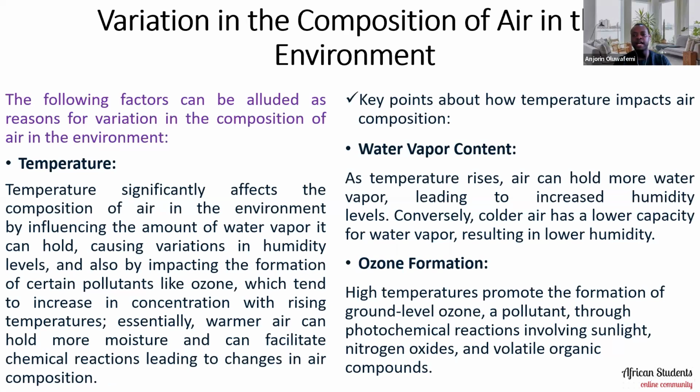Now, one of the factors that can be alluded to for this variation is temperature. Temperature significantly affects the composition of air in the environment by influencing the amount of water vapor it can hold at a time. This causes variation in humidity level, and also impacts the formation of certain pollutants like ozone.